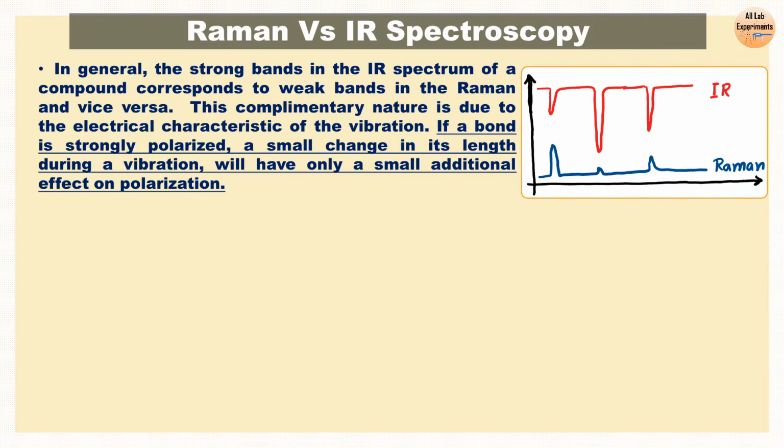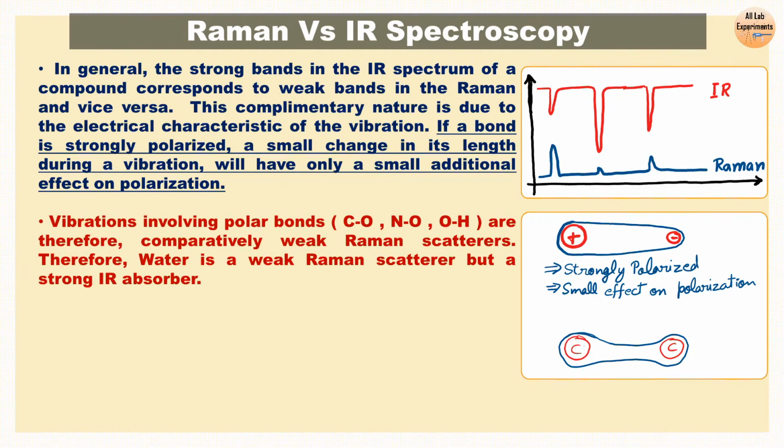Some peaks are highly IR active, and in Raman they are only slightly active, and some other cases may also happen. This complementary nature is due to the electrical characteristic of the vibration. In the first example, you can see this molecule is highly polarized. Highly polarized molecules show very little change in polarization when some energy falls on them or there is some change in length. We can also come to the conclusion that polar bonds are comparatively weak Raman scatterers.